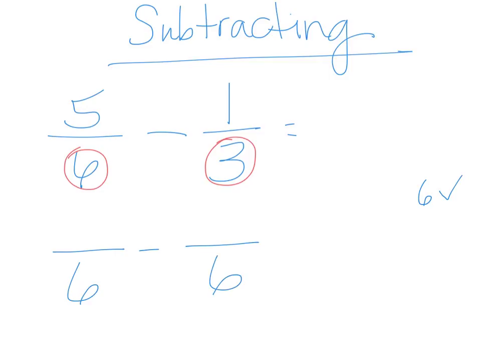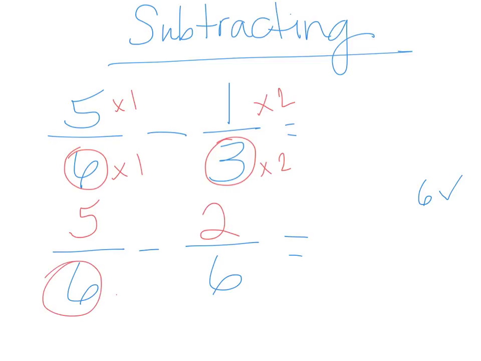Now, 6 times what gets 6? 1. 1 times 5 is 5. 3 times what gets 6? 2. Whatever you do to the denominator, you do to the numerator. 1 times 2 is 2. Now, we have a like denominator, 6, so now we can subtract.